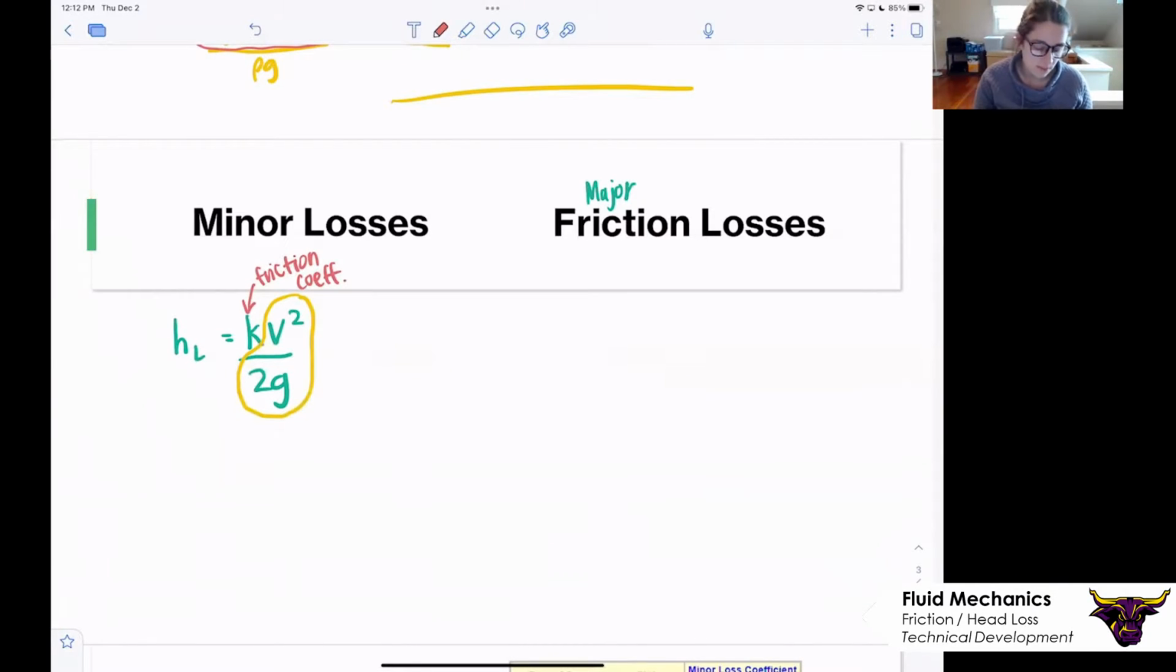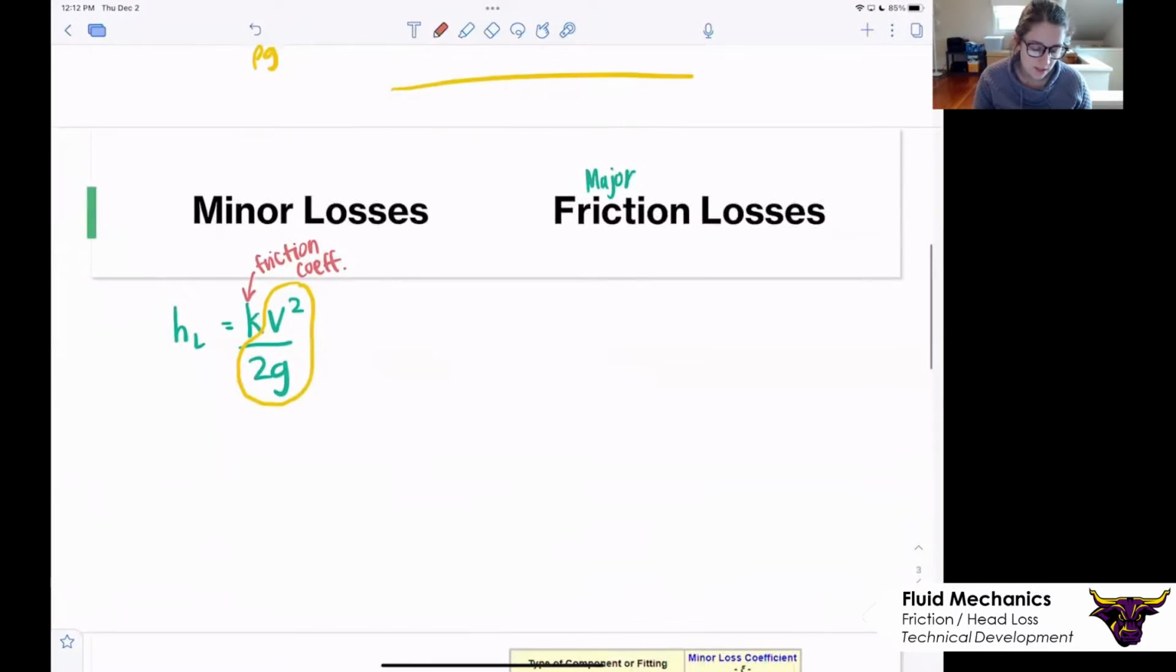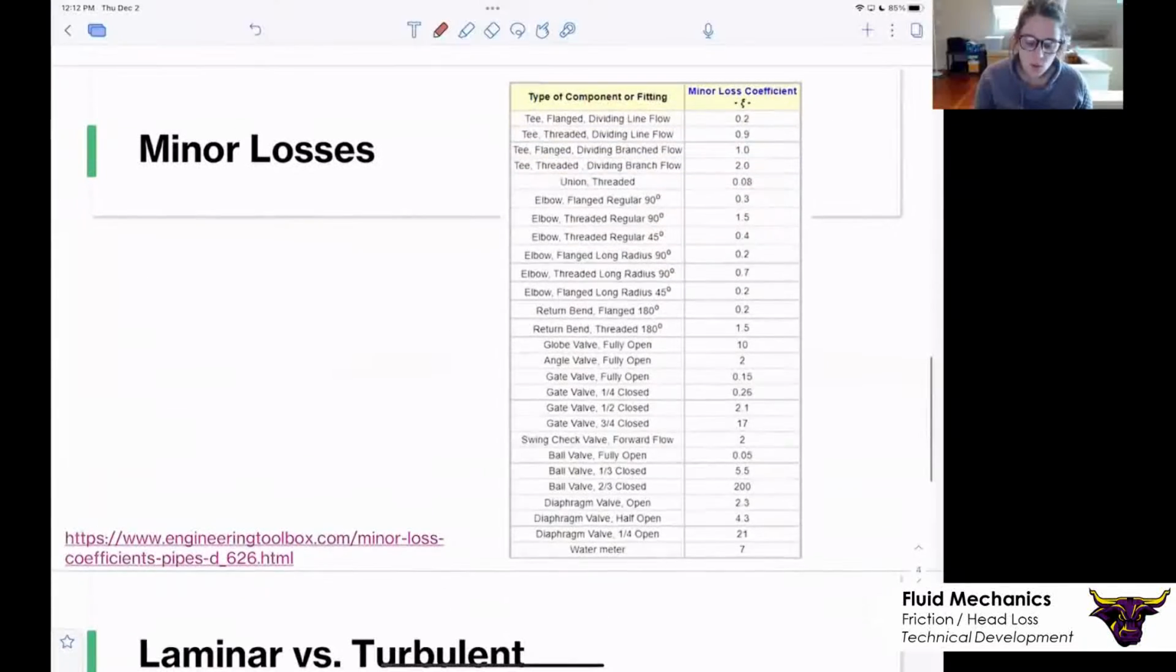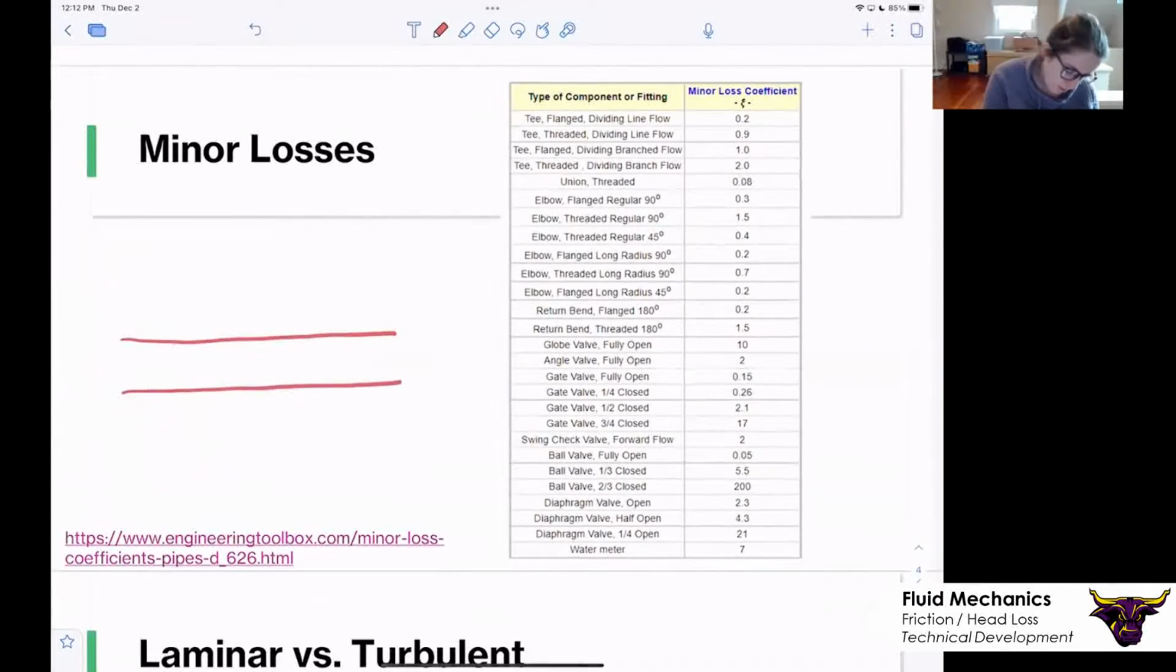Let's talk about what contributes to that friction coefficient. You can look up these tables, just Google them, about minor losses due to valves or T's or elbows, whatever. But basically we're looking at a system where maybe we have just a length of straight pipe here, but we put some sort of valve into this system.